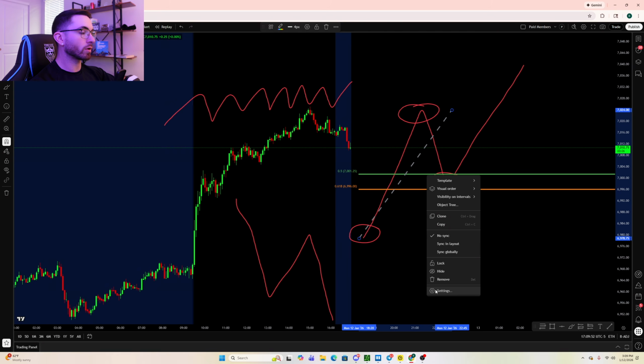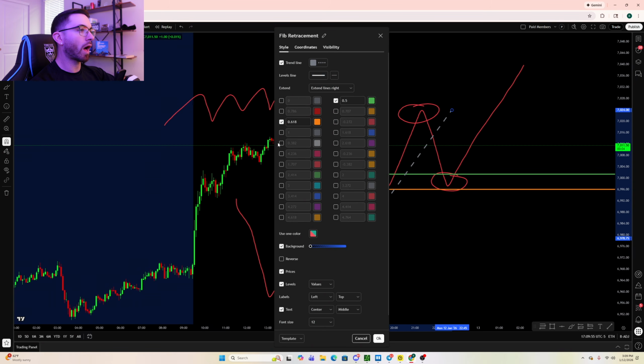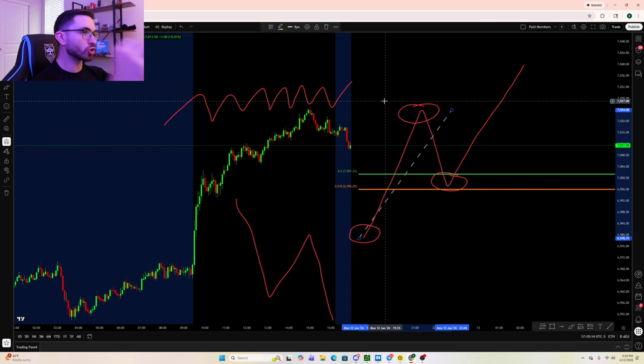Now, by default, your Fibonacci retracement is likely going to have a lot of different points selected, like the 382, the 236, maybe even the 786. What I want you guys to do is unselect everything but the 50% retracement and the 61.8% retracement. The reason why we're going to do this is because a majority of the time, when price is pulling back to one of these levels, we are most likely going to see a reaction either off the 50% retracement or the 61.8% retracement.